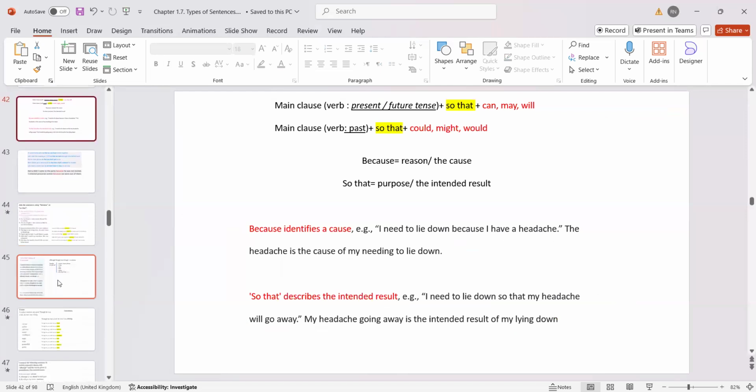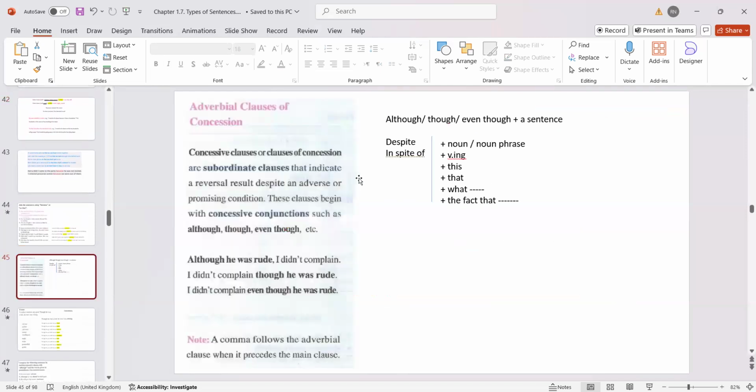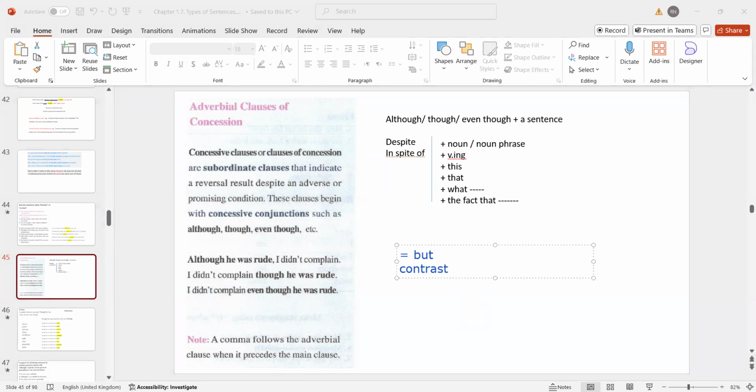And then we talked about adverbial clauses of concession. We said all these words have the same meaning as "but." So all of them are talking about a contrast. Although, though, and even though are followed by a sentence, and despite and in spite of are followed by a noun or noun phrase, verb-ing, or "this," "that," "what," or "the fact that." So we talked about this in class as well.